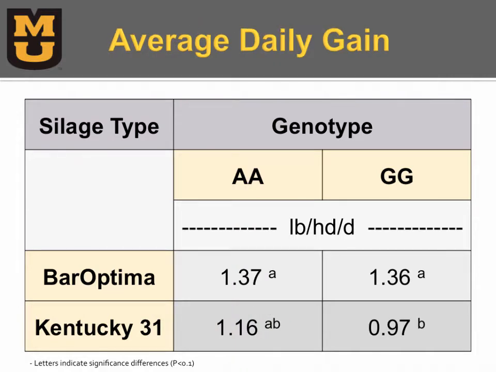For the average daily gain, you'll notice for the Bar Optima, again, no significant difference between those Bar Optima tolerant or susceptible. There was also no difference in the Kentucky 31, but tolerant animals on Kentucky 31 were not significantly different from those animals consuming Bar Optima.